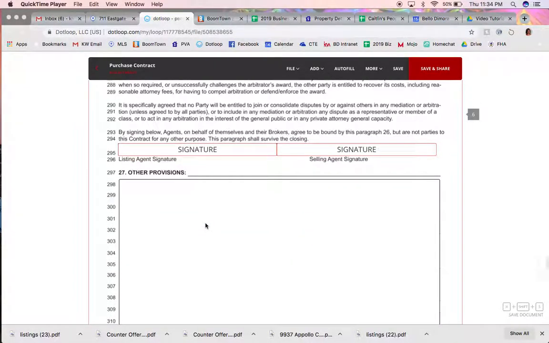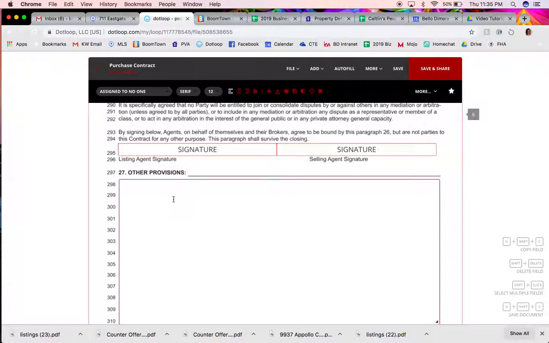Your other provision section. So this is where any term that is not specifically spelled out in the contract already would be written in. So for instance, if you want it to be contingent upon inspections, you don't need to spell that out here because that is already outlined in the contract. A term that is very, very common and not outlined in the contract is asking for the seller to pay for the closing costs and prepaids of the buyer.